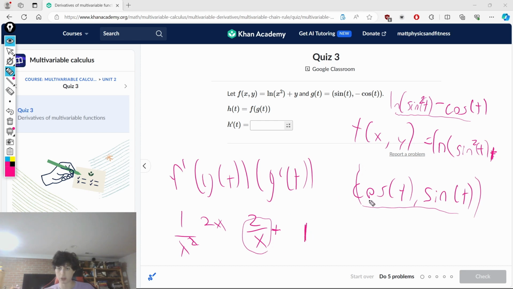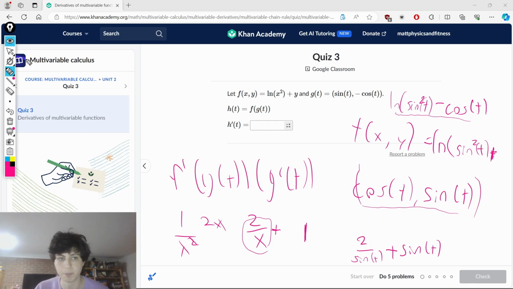Maybe I do the x partial times this, and then the y partial times this. Although now here, instead of 2 over x, maybe I use 2 over sine t, because that's my x term. No, man, I don't even know. I'll do 2 over sine t as my x partial, and I'll multiply that by cosine t, so it'll be 2 cosine t over sine t. And then plus 1 times sine t, so plus sine t. I'm not confident at all, though. 2 cosine t over sine t plus sine t.